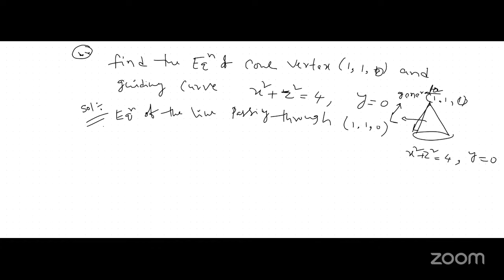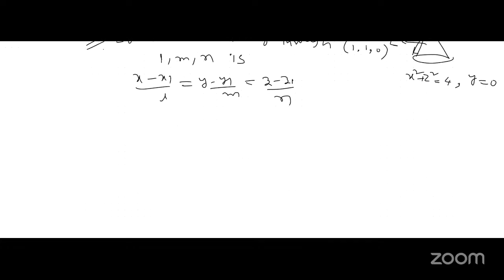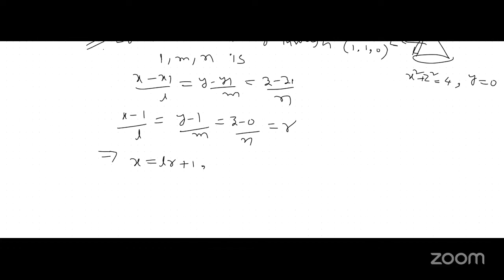Passing through 1 comma 1 comma 0 and having direction ratios L comma M comma N, the form is x minus x1 by L equal to y minus y1 by M equal to z minus z1 by N. Now the line equation becomes x minus 1 by L equal to y minus 1 by M equal to z minus 0 by N. Let's take that equal to R. That implies x equal to LR plus 1, y equal to MR plus 1, and z equal to NR.